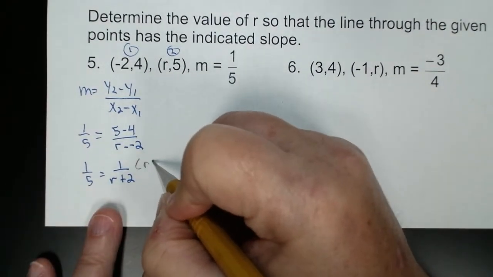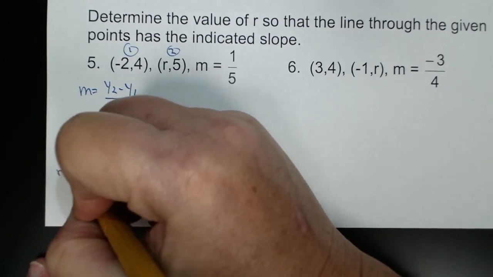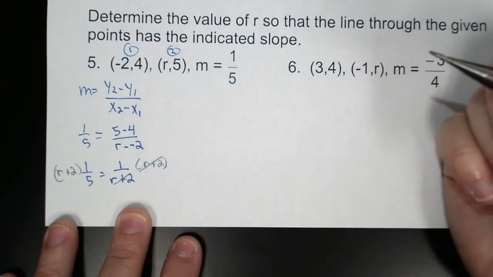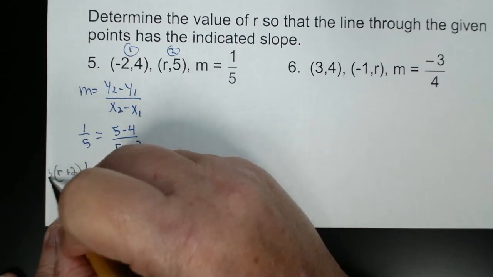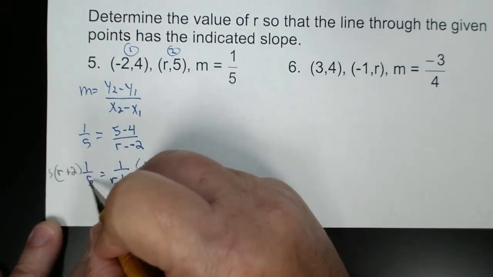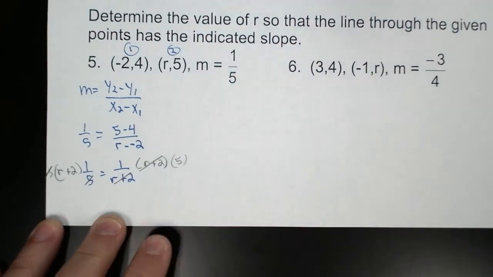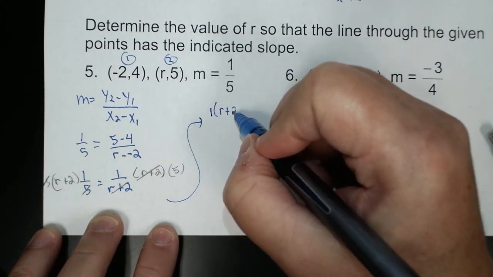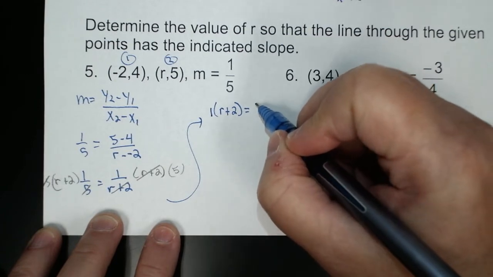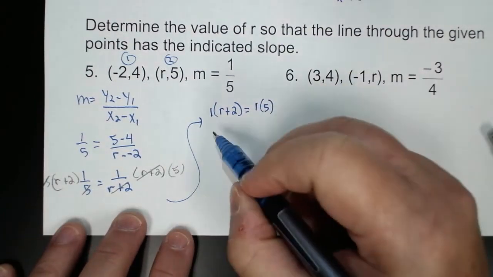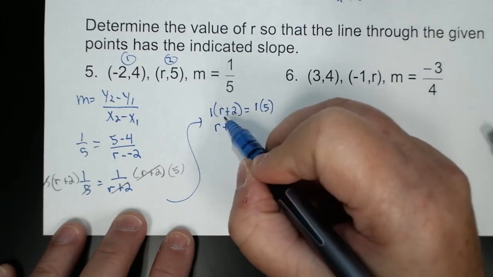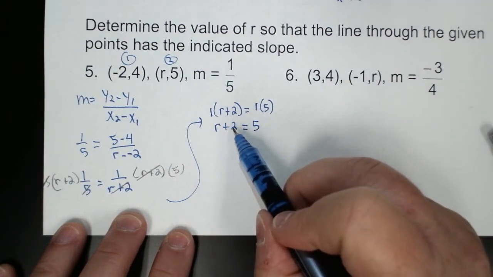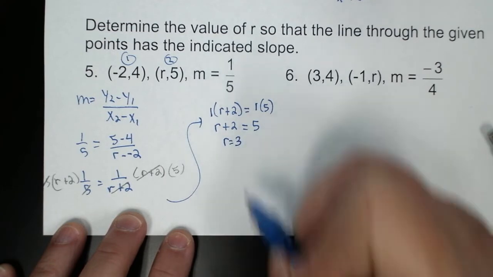I'm going to multiply both sides by r plus 2, and that simplifies to 1. And then I multiply both sides by 5, and those simplify to 1. So it becomes 1 times r plus 2 equals 1 times 5, which means r plus 2 equals 5. I distributed the 1, but multiplying by 1 is an identity. When I get to here, I say I'm at 2, I've got to get to 5, r equals 3.